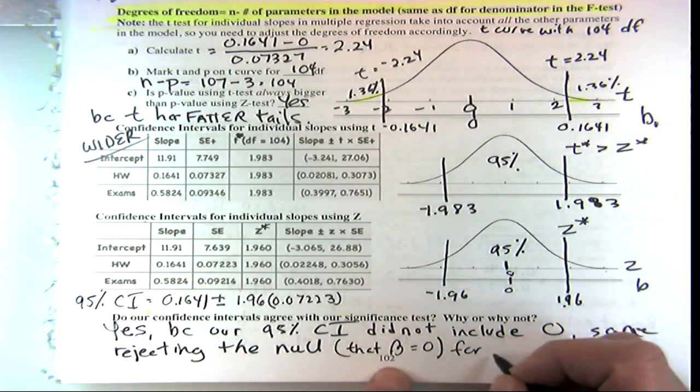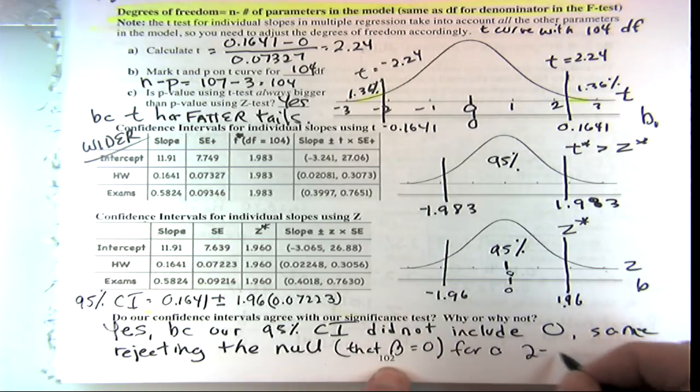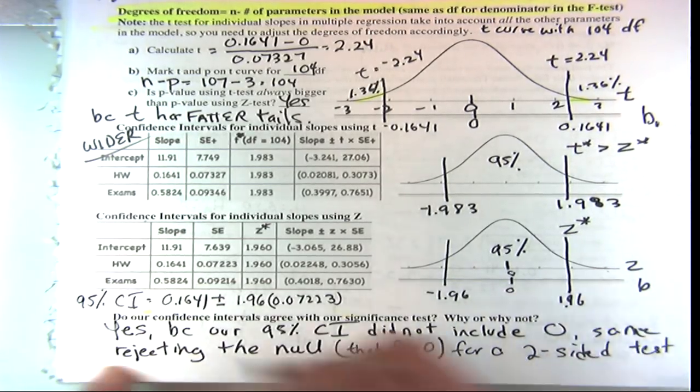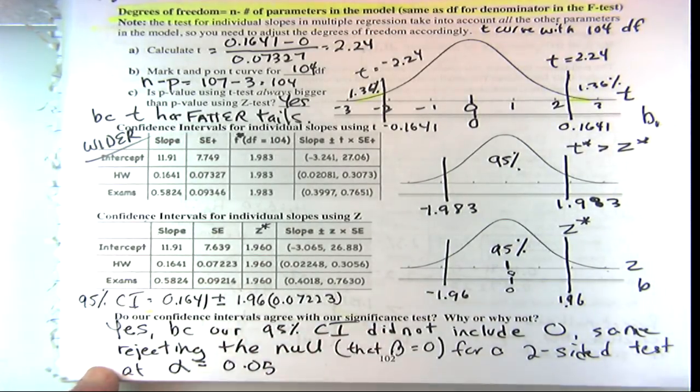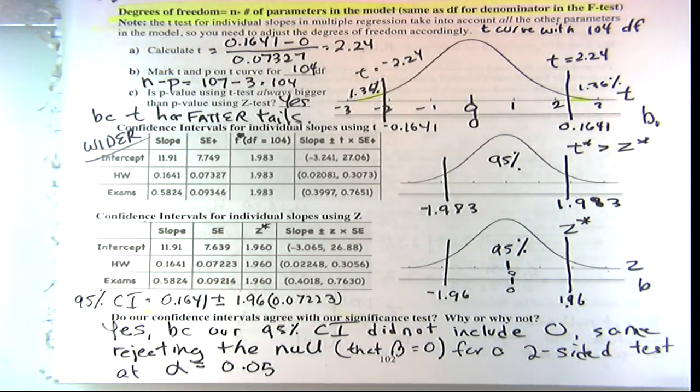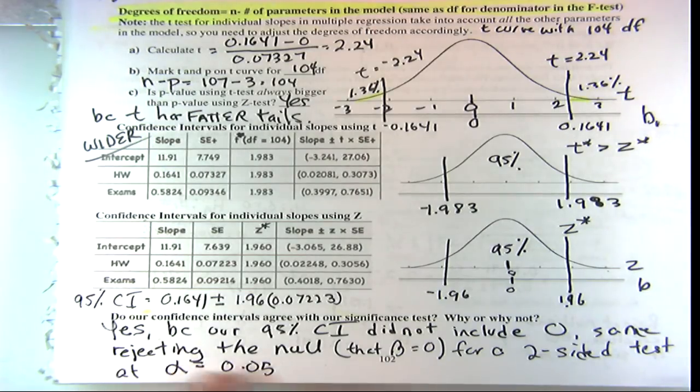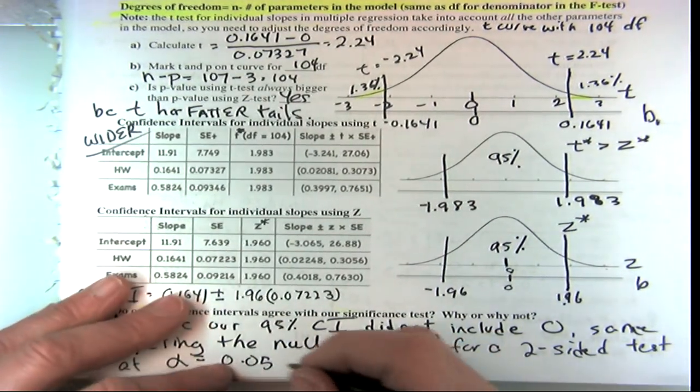For a two-sided test at alpha... All right. Any questions on that? That says at alpha equals 0.05. That's the same as 5%.